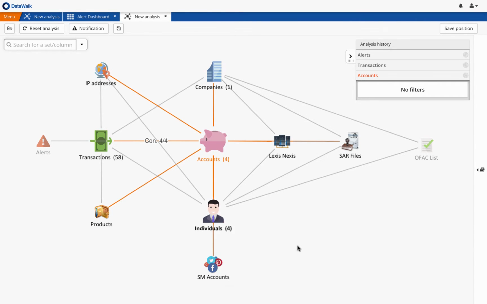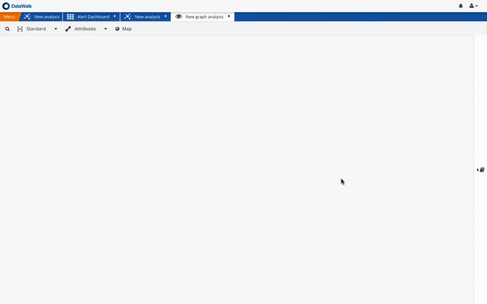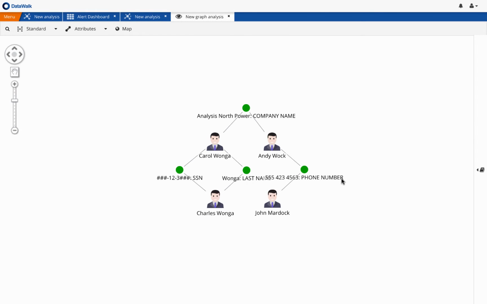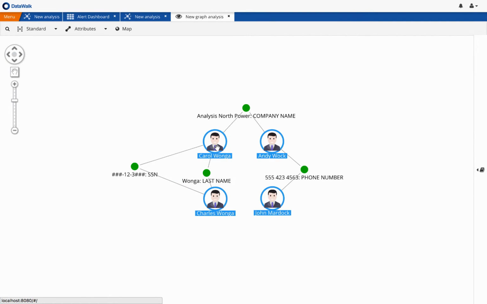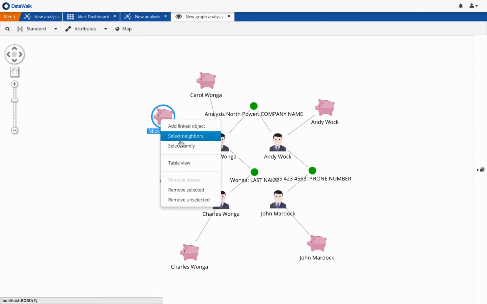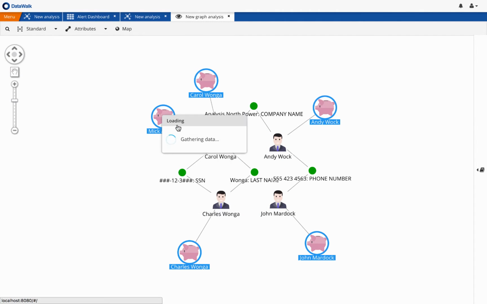Now we want to see any shared attributes between these 4 individuals, so we view these customers on a network graph. We immediately see objects and shared attributes such as social security numbers and phones. We can also extend this cluster by adding additional connections, specifically accounts, and the IP address used with the initial login.